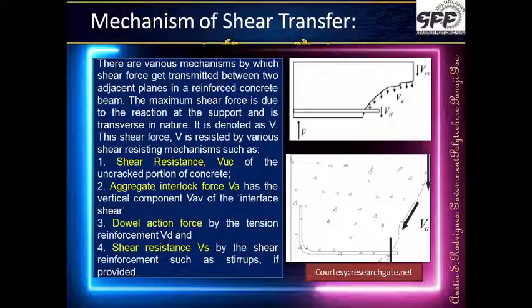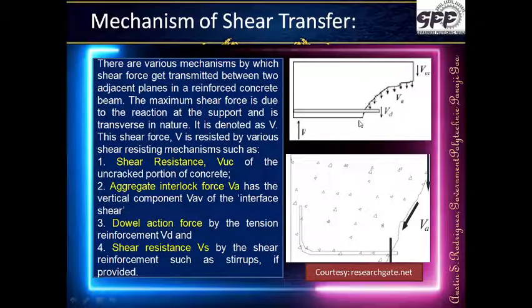So that dowel action is there, plus the shear resistance of the stirrups and the reinforcement which has been provided. This reinforcement has its own shear resistance. The dowel action is because of it being pulled out from here; the shear tries to pull it out. That was the earlier one. The shear resistance of the reinforcement is against the cutting of the reinforcement.